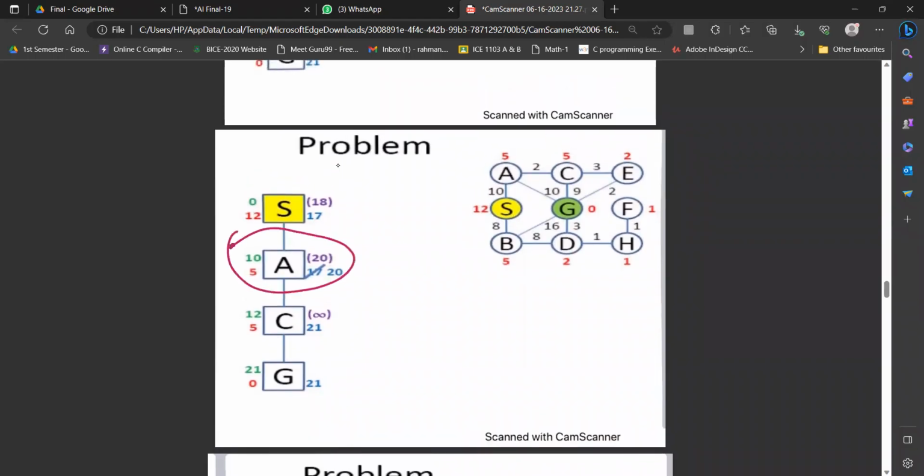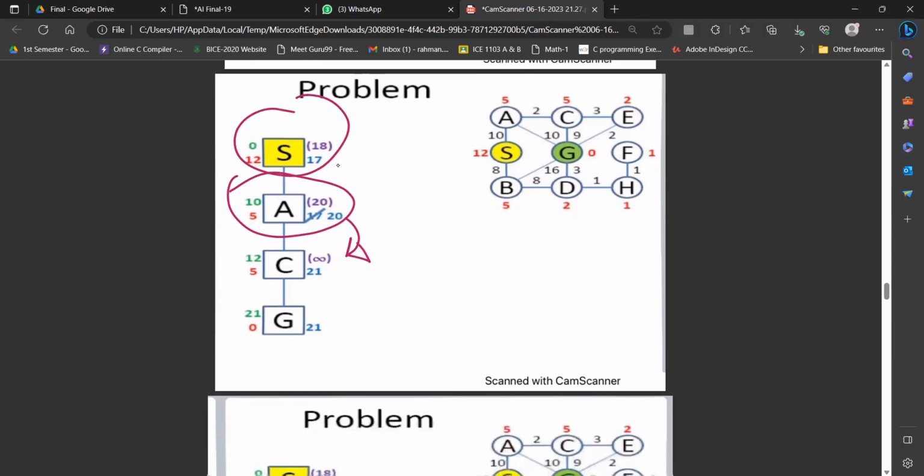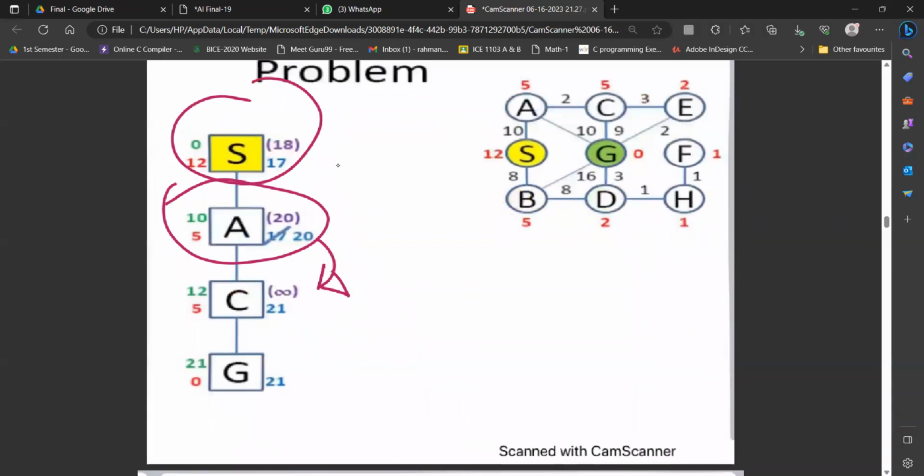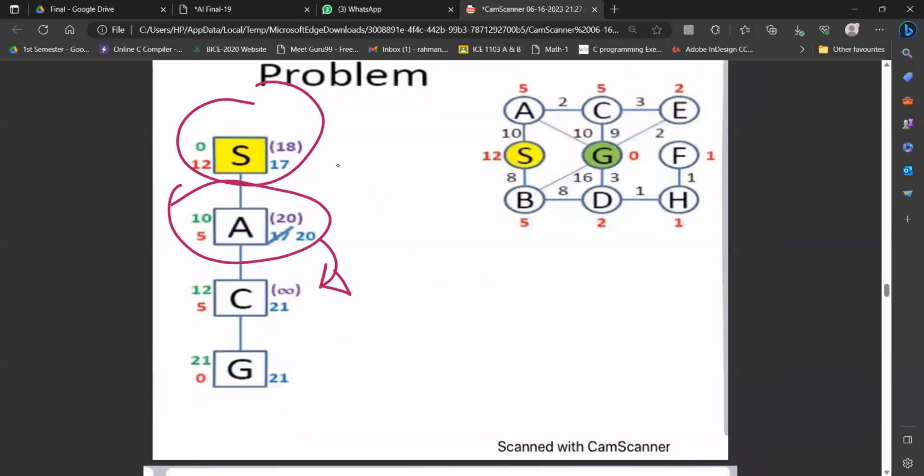A should get updated also, because we're only left with one child of A here, which is C, and S should also get updated. So let's do that. See, among the remembered value 20 and the F value of the child 21, which is smaller? 20 is smaller, right? So you have to replace 17 with 20. All right.